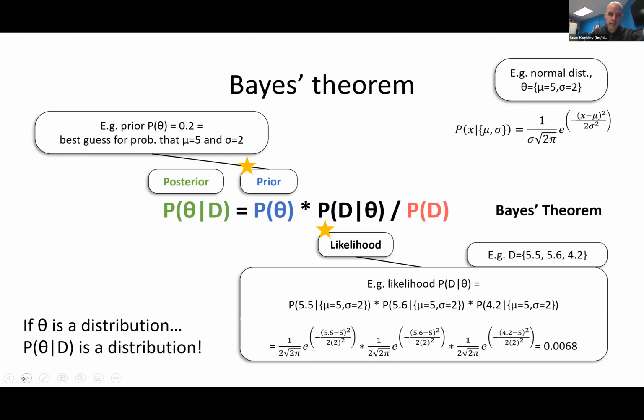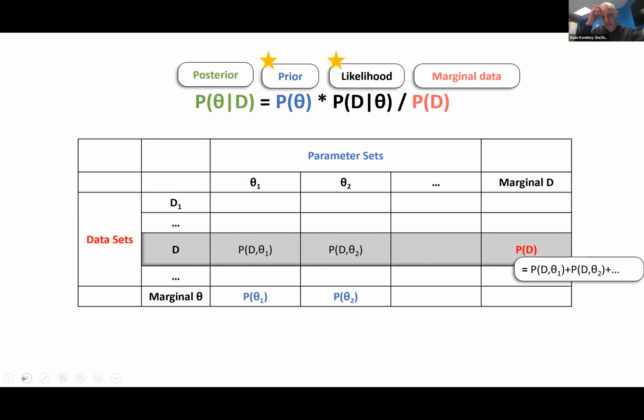But I just want to hit this home. I starred the prior and the likelihood because we can find those, given that we have some prior knowledge of our data. We can find those 2 values. You can actually plug in numbers for those. It's that last term, that marginal data term, that's been the trick.